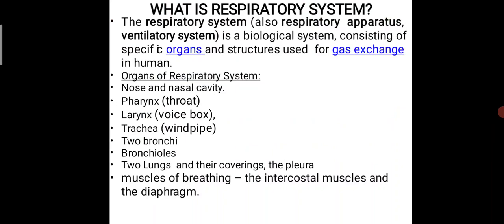See here, what is respiratory system? It is the biological system which consists of specific organs. This system is made up of organs, and which involves the exchange of gases in humans. Here there is a list of organs involved in respiratory system. First one is nose and nasal cavity, second is pharynx, then larynx, then trachea, then bronchial tree. It involves two bronchi. They are divided into bronchioles, and these bronchioles are attached to alveoli where exchange of gases takes place. Then two lungs.